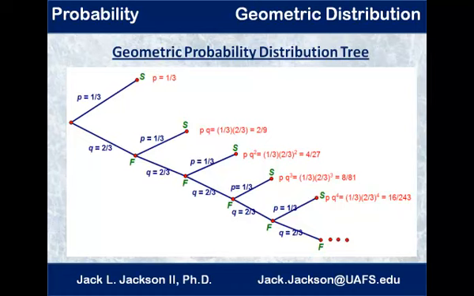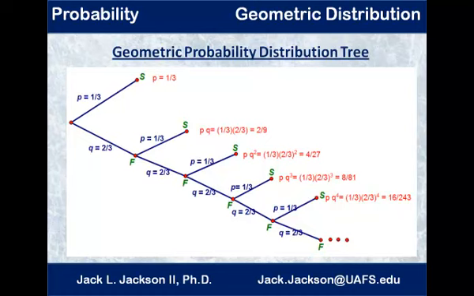Okay? And so the next time we roll a die, we could get a success with probability P, or failure with probability Q. If we get a success, we stop. And notice what we've got. We got 2 failures in a row, then a success. So when we multiply that out, it's 2/3 times 2/3 times 1/3, or in other words, P times Q squared, which in this case is 4/27.